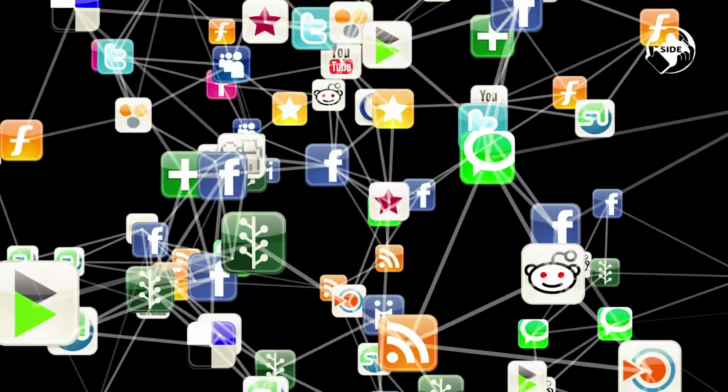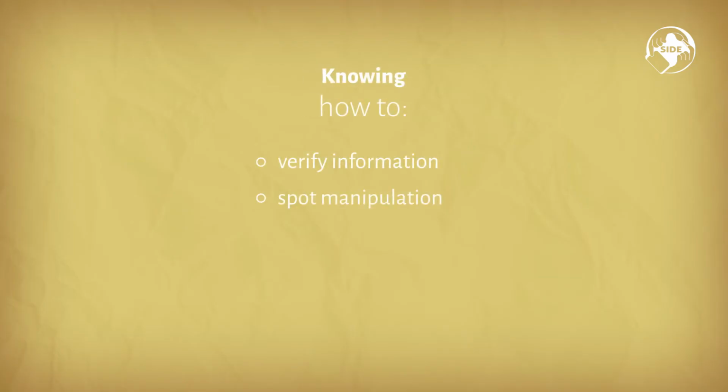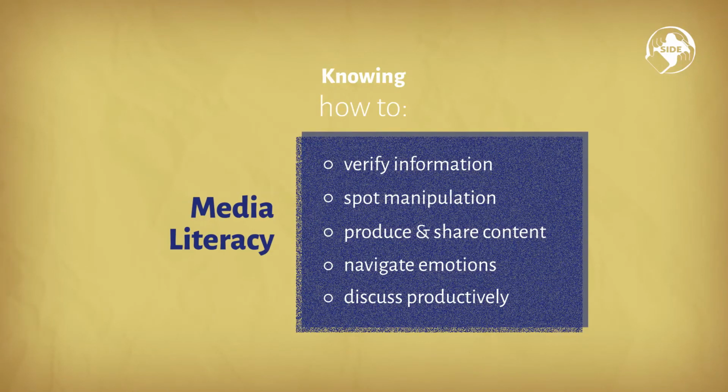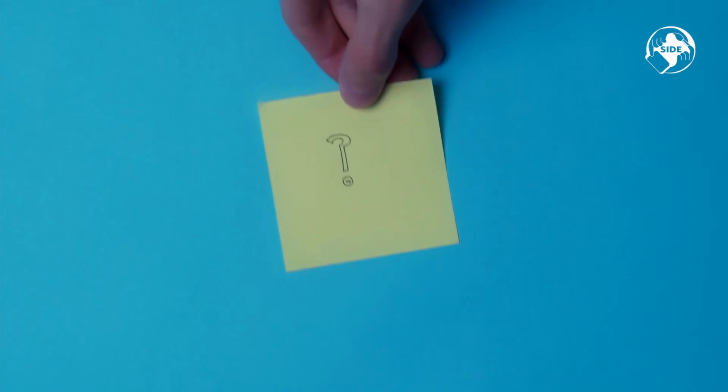To become informed, active, and most of all, critical citizens, we need to understand how to verify information, how to spot manipulative techniques, how to produce factual and high-quality content, how to navigate difficult emotions, and how to foster productive discussions instead of hateful conflicts. All of these abilities are part of media literacy. As a whole, media literacy paves the way for responsible digital participation. The big question is, how do we become media literate?